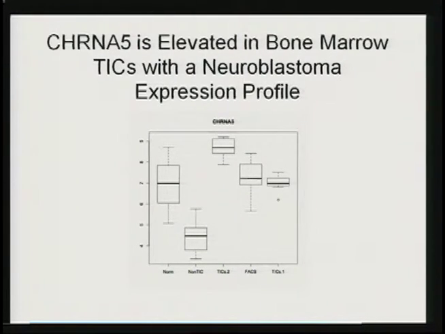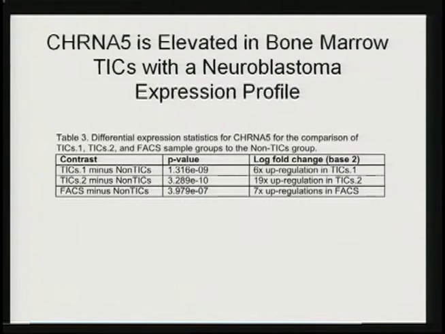And these two tumor-initiating cell types are elevated with respect to CHRNA5 expression, and they're comparable to the FACS-sorted cells. And in fact, if you sit down and examine the p-values and compare, for example, the non-tumor initiating cells with one subpopulation of tumor-initiating cells, you can see there's a 6-fold upregulation. The S2 population is the one that, in terms of gene profiling, most closely resembles the FACS-sorted cells that Pam told you about.